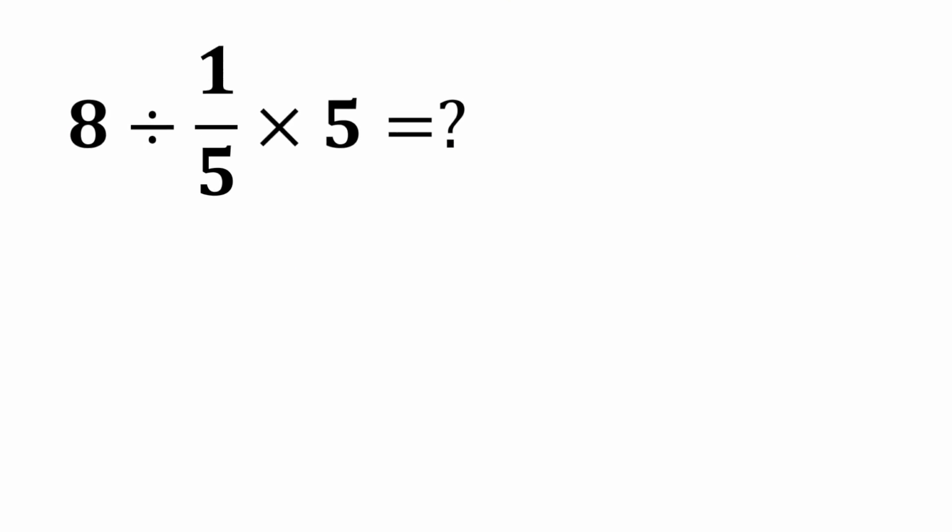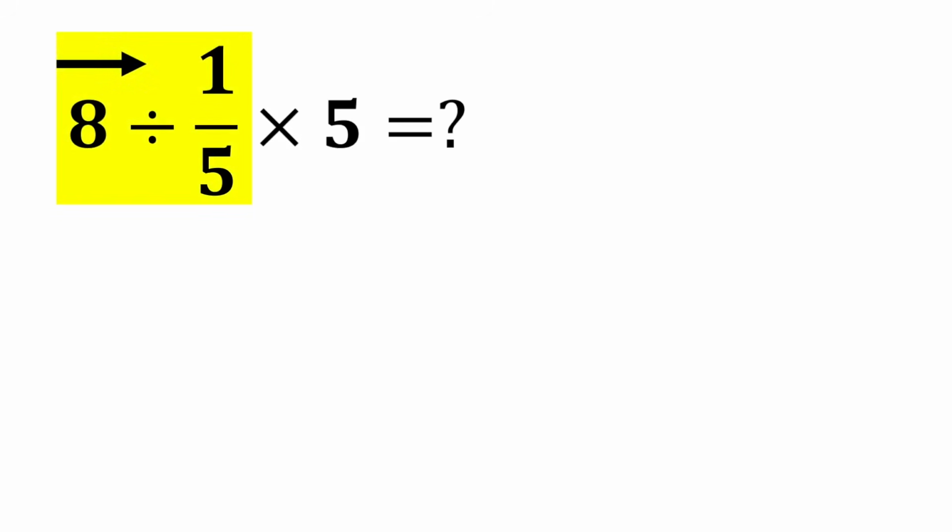The expression is 8 divided by 1 over 5 multiplied by 5. In this expression, we have both multiplication and division. According to PEMDAS, since multiplication and division have equal priority, we solve them from left to right. Now, in this expression, if we move from left to right, we reach the division first. So, we perform the division first, and then we perform the multiplication.